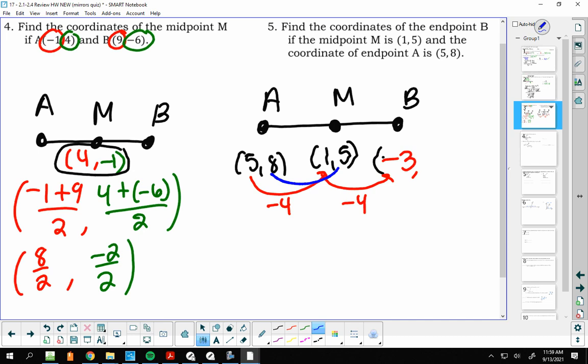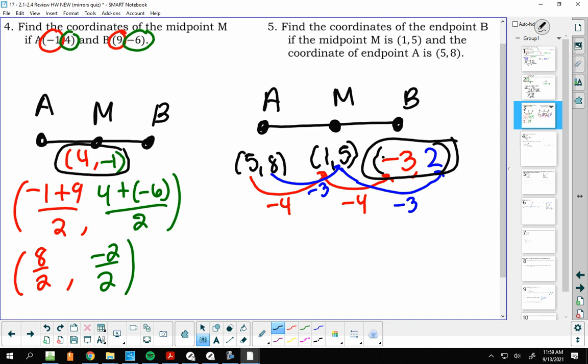How do you go from 8 to 5? Minus 3. You subtract 3. So 5 minus 3 takes us to 2. Yep. Good. So there's our coordinates. The endpoint is at negative 3, 2. So then ask yourself, does 1 seem like it's in the middle of 5 and negative 3? Does 5 seem like it's in the middle of 8 and 2?